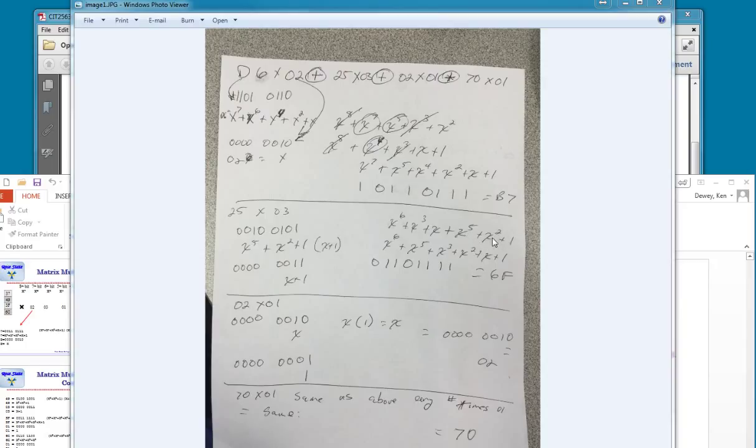Okay. So now let's put them all in order. We have x to the 6th. We bring in the x to the 5th.